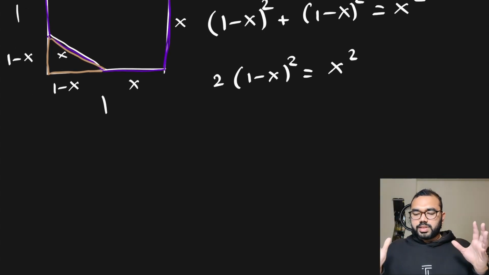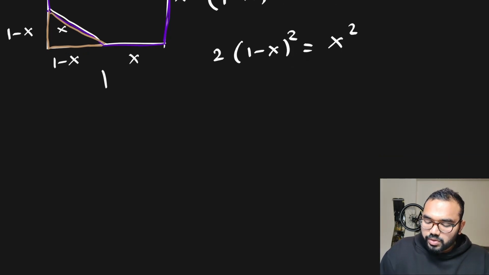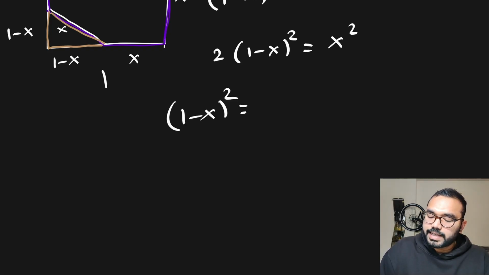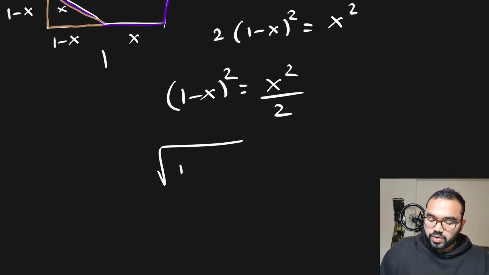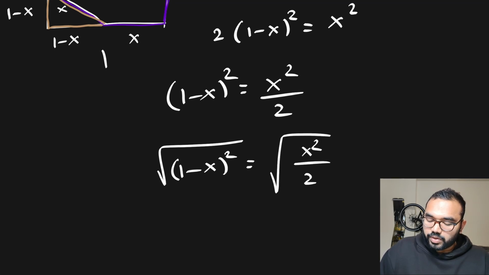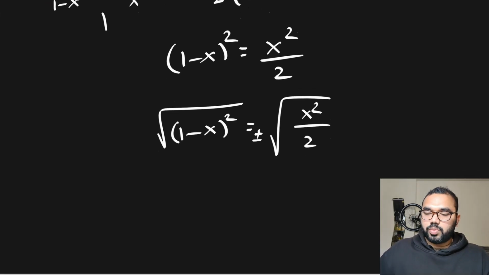So on both sides we have squares, so instead of expanding it out, I'm going to apply the square root on both sides. That makes my job a little easier without going into quadratics. Let's bring that 2 to the denominator: (1 minus x) whole squared is x squared by 2, and apply the square root on both sides. Obviously you have to write plus or minus, because once I apply the square root, it has both positive and negative solutions.